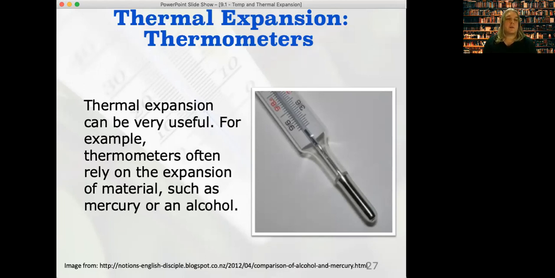And so using thermal expansion, we can see how much volume change there is, in this case, by measuring it up a little thin tube. If the volume of that mercury increases, then that's going to expand, and it's going to go further up that tube. And we've got a preset scale that tells us exactly how much expansion equals how much temperature. So that's a useful method for measuring temperature, and it relies on this idea of thermal expansion.